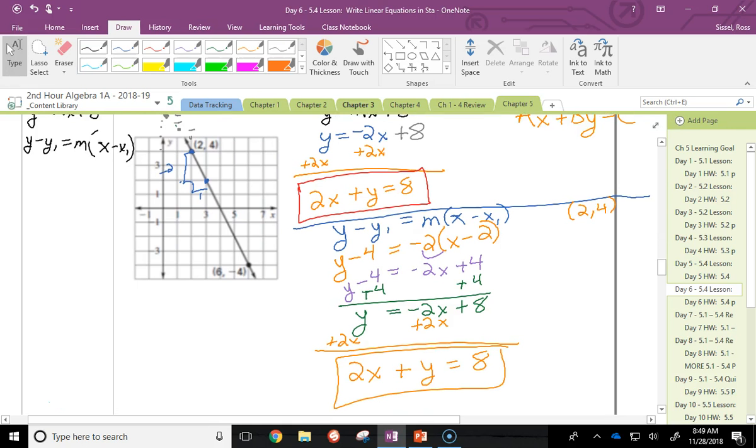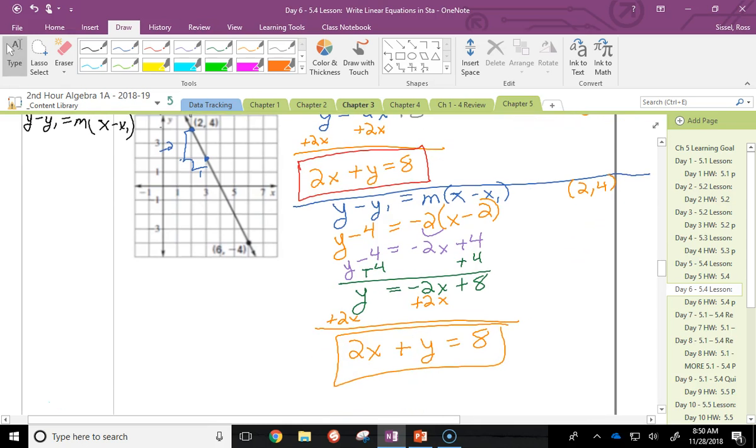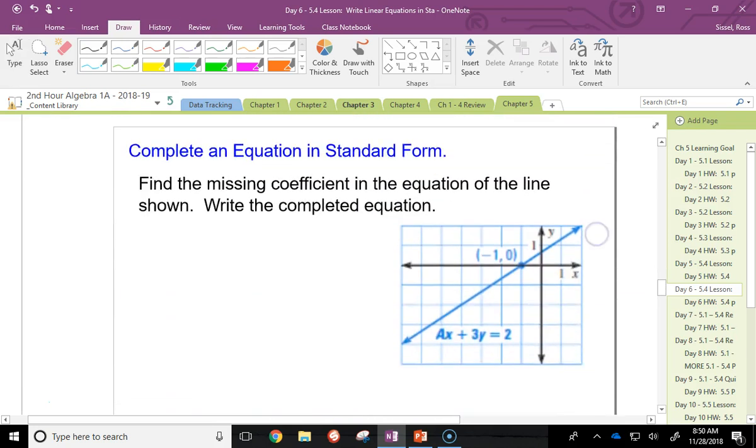It is really up to you which one you feel most comfortable with. Me, I personally feel like slope-intercept is easier because I don't have to end up doing any distributing, and I won't make that mistake.